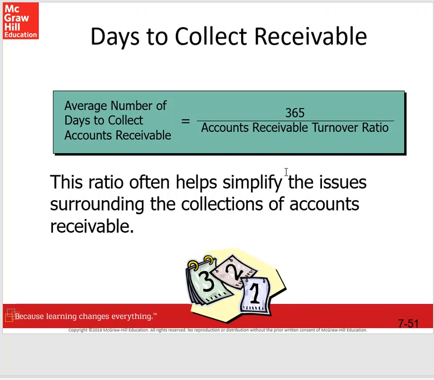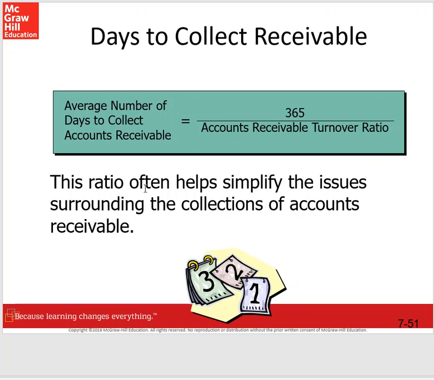And again, we don't know if that's good or bad without something else to compare it to. So we could track that number each month, each quarter, each year, and see if we can start bringing that number down, right? We want a lower number of days to collect.